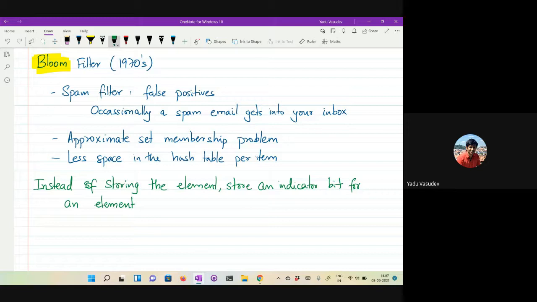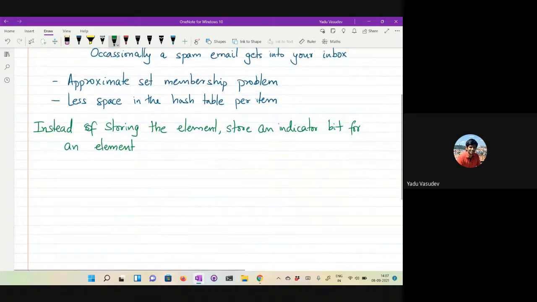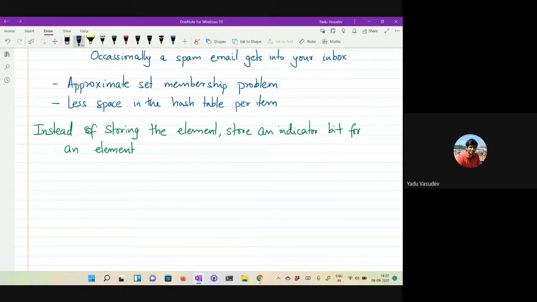Okay, so the thing is, if you just have one bit per item, the error might be large. So what you instead do is the following. Here is the setting. You have a set S coming from some universe U, such that the cardinality of the set S is equal to m.